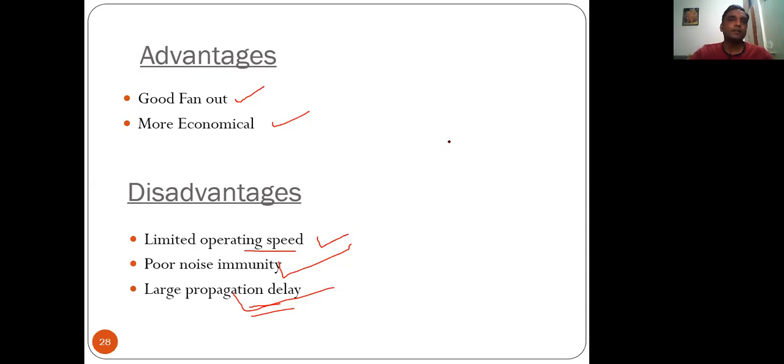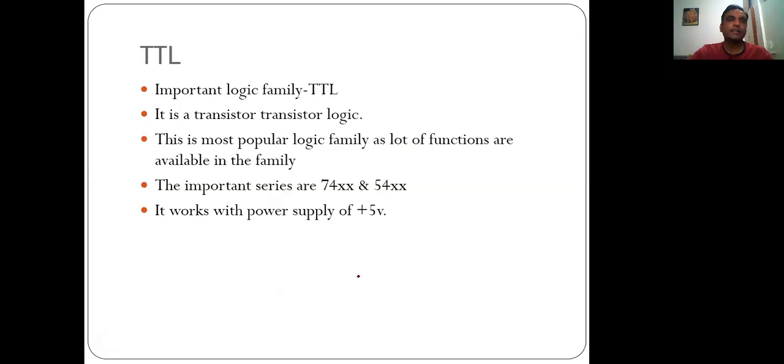So we will see the TTL and CMOS. Now we will go for the TTL. It is a very important logic family. TTL, transistor-transistor logic. It has the IC series 74XX and 54XX. Instead of XX, we will have the IC number like 5401, 7486, and so on. It works with a power supply of plus 5 volt.